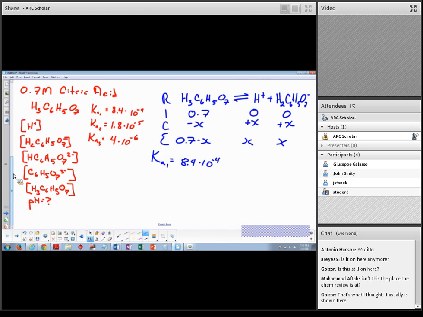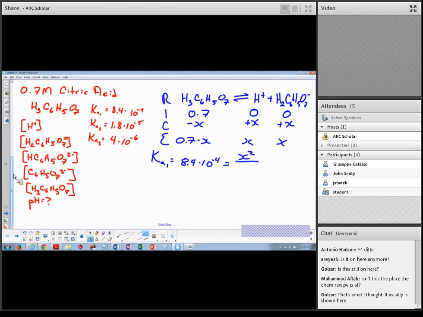I want you guys to notice real quick, look at the exponents. We're going negative 4, negative 5, negative 6. So what's that tell you about these Kas? They're getting smaller. So what's happening to the strength of these acids? They get weaker and weaker. So the first one's going to give off the most protons, then the second one, and the third one will release the least amount of protons.